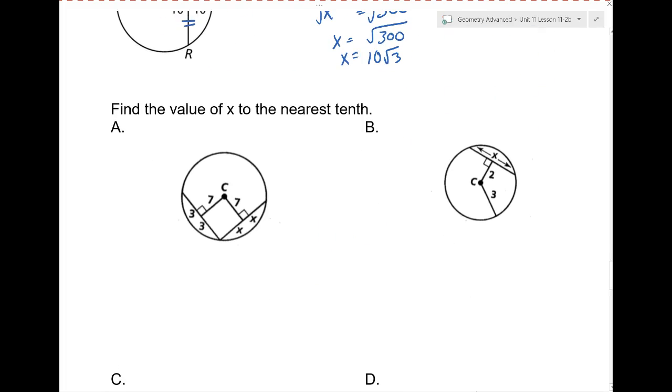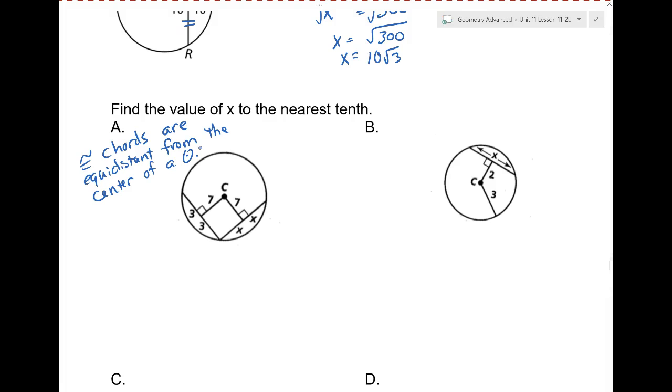But I want to show you what I think you guys will think is something very common sense, all right? So here's the theorem that you need to know. Congruent chords are equidistant from the center of a circle. So congruent chords are equidistant from the center of a circle.